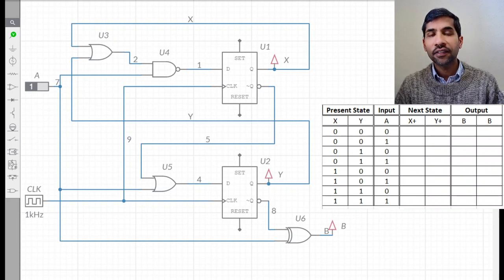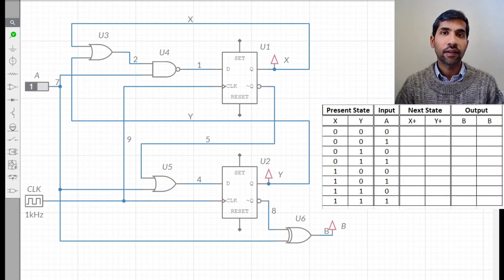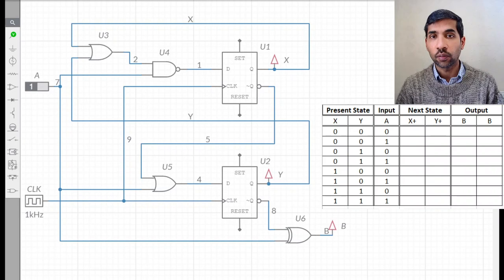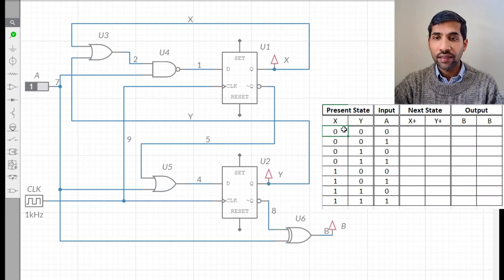Hi, let's continue our discussion of this sequential circuit. We are trying to analyze how this sequential circuit works, and let's continue doing that in a more detailed manner by writing a truth table. What I have done in this truth table for now is define what the present state of the circuit is.